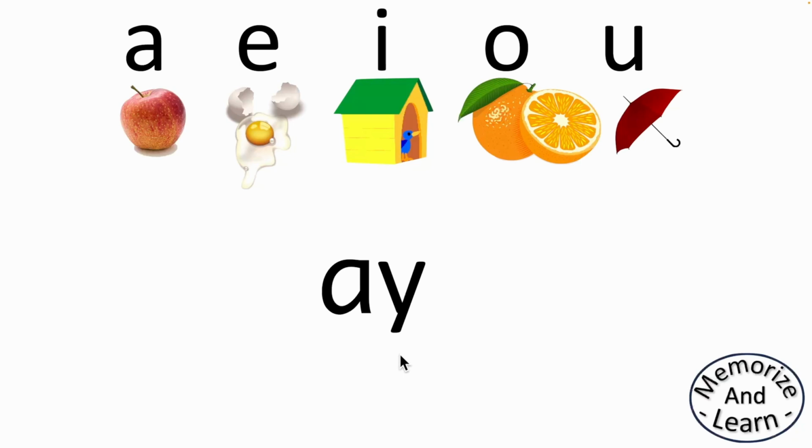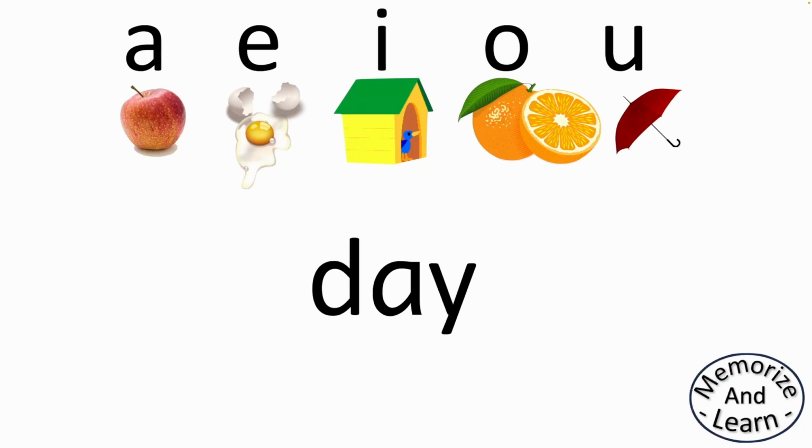A. Please say together with me. A. A. A. Now let's add a letter at the beginning. Please read this now. Day. Can you hear the word? Say it a little faster. Day. This word is day. This is one of the words for the United States Citizenship test.